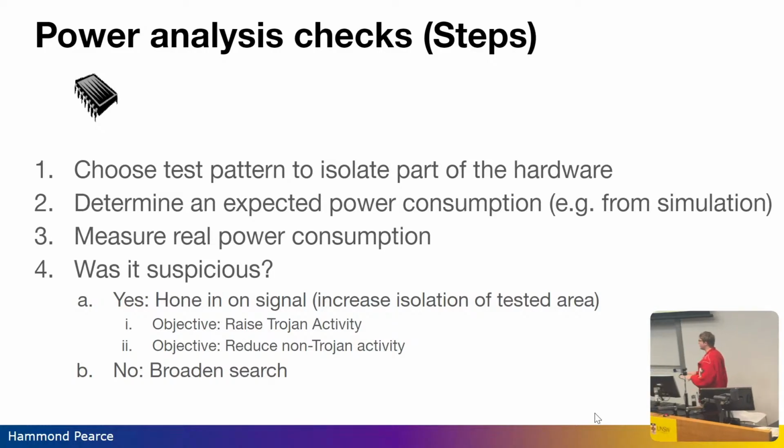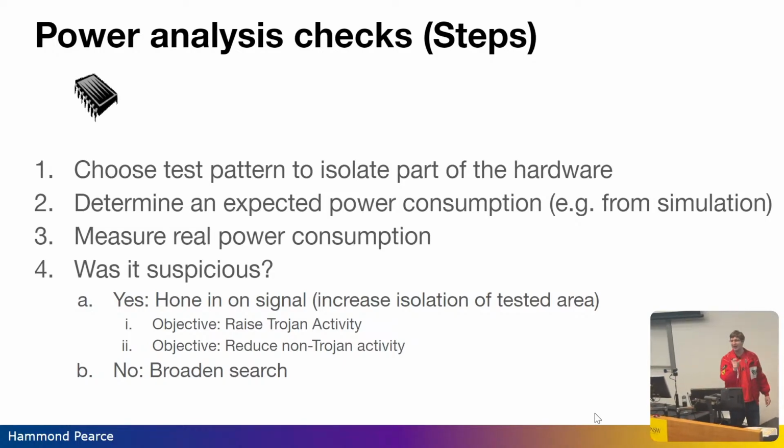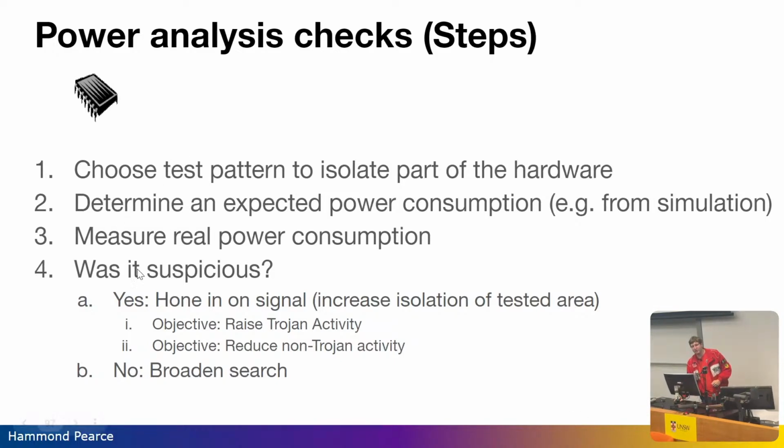And if it was suspicious, we don't have to stop there. In the timing place, we kind of have to stop because there's not so much we can do to hone in on a particularly suspicious signal in the time domain. But in the power domain, we can just keep pruning. We can really get down to the individual gates to try and work out, hang on, something's funny here. And as we do that honing in, we've got two objectives. Number one, we want to keep energizing the Trojan. And number two, we want to slowly prune everything that isn't the Trojan. And if we're not finding it suspicious, we can broaden our search or we can search a different area of the chip.